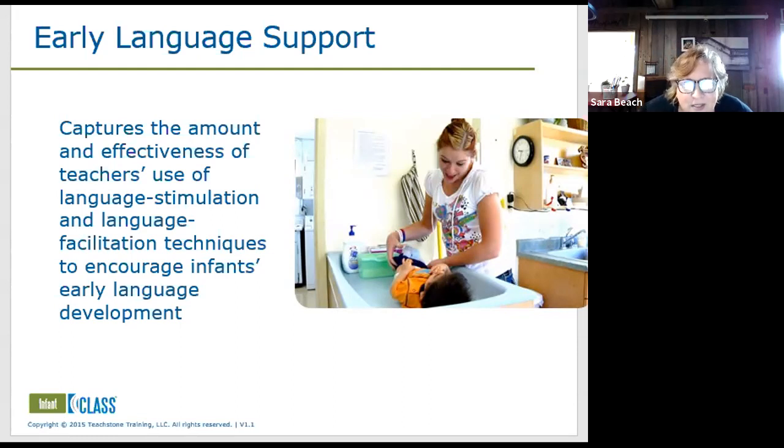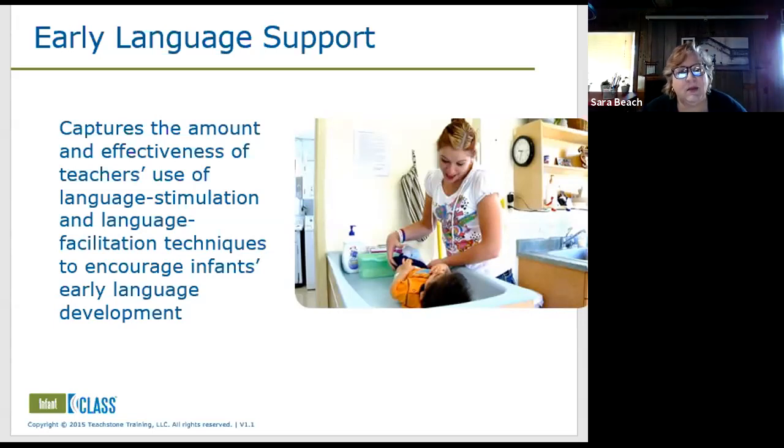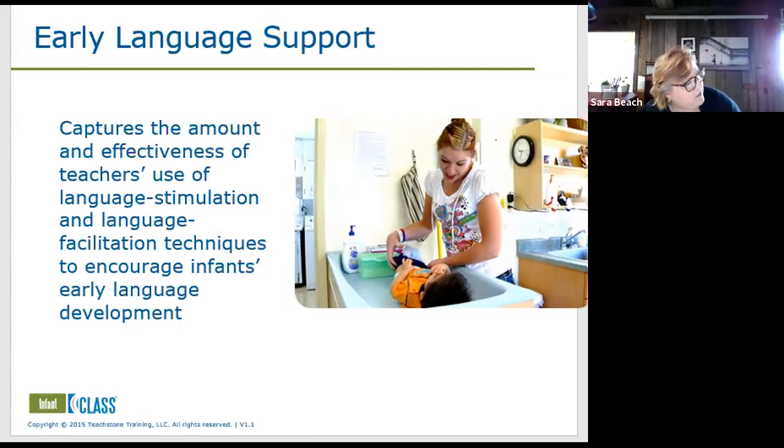I love having conversations with babies, especially when they are giving off little sounds like coos and squeals and grunts, because they're trying to express themselves, and we are going back and forth with them as if it was a real conversation. So for language support, this dimension captures the amount and the effectiveness of teachers' language stimulation and language facilitation techniques that encourage infants' early language development.